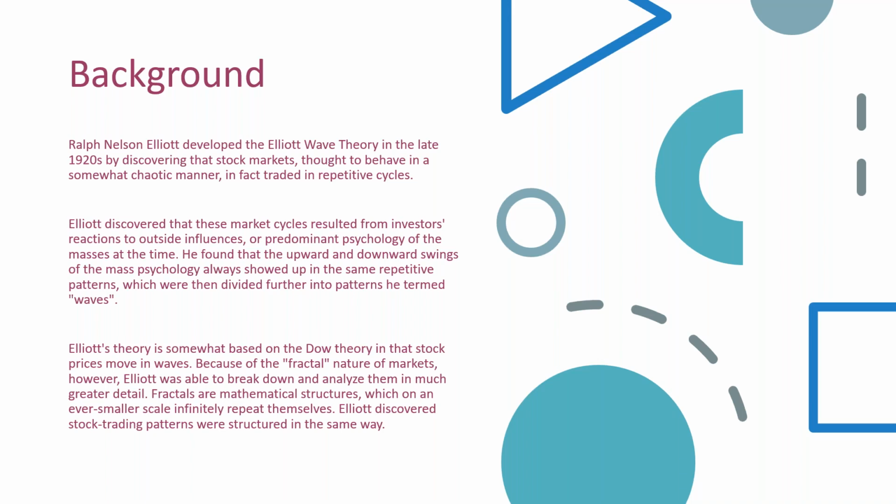Now, Elliott developed Elliott waves in the late 1920s. That's a long time ago. And it was really only the stock market. He thought that in this chaotic, random fashion he could find repetitive cycles. Elliott discovered that these market cycles resulted from investors' reactions to outside influences, or the predominant psychology of the masses at the time. He found that the upward and downward swings, hence trends, of the mass psychology always showed up in the same repetitive patterns, which were then divided into patterns he termed waves.